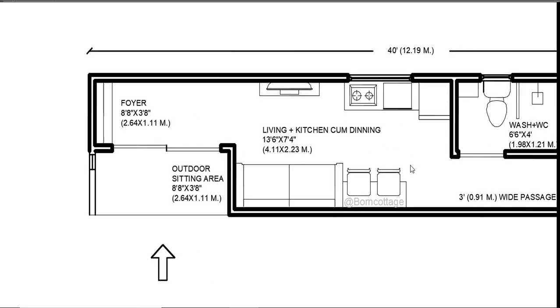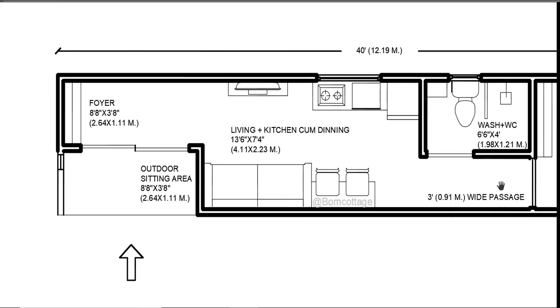After that we'll go on the right side, so we have a 3 feet wide passage here, and on the left side we have a common use washroom plus water closet. You can see here the wash basin, water closet and the shower area, and we have a ventilator for ventilation of this washroom.